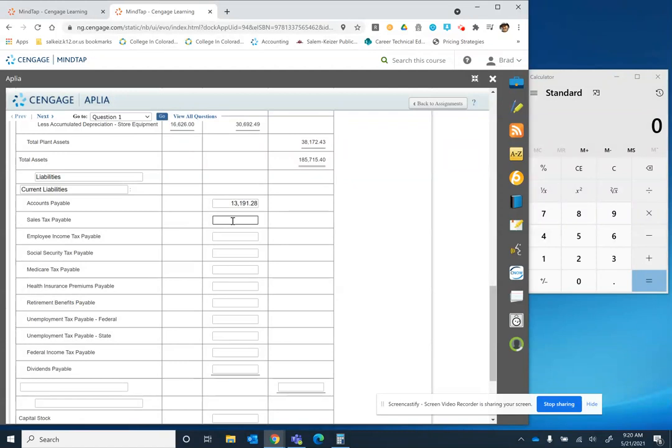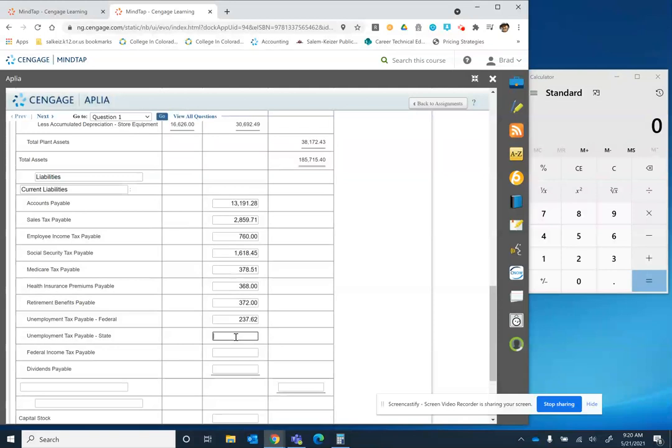So accounts payable is going to be $13,191.28. Sales tax payable is going to be $2,859.71. Employee income tax payable is going to be $760. Social Security tax payable is going to be $1,618.45. Medicare tax payable is going to be $378.51. Health insurance is going to be $368. Retirement benefits payable is going to be $372.